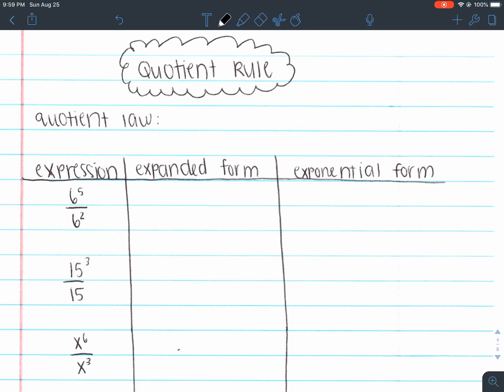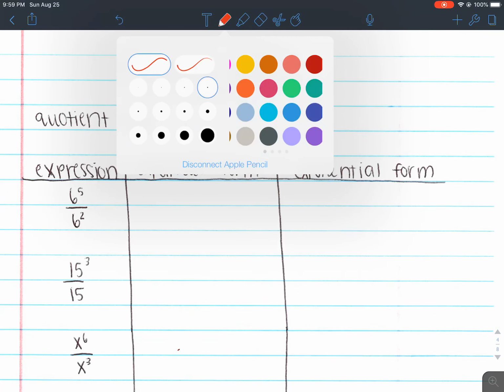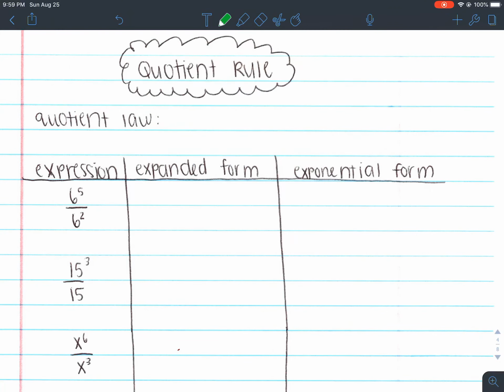Hey guys, welcome to the second part of the exponent laws video. This is going to cover the quotient law and then also using all the laws combined together, because that's a more practical use. We're not going to really have just product or just power. And then we have a couple application problems at the very end.